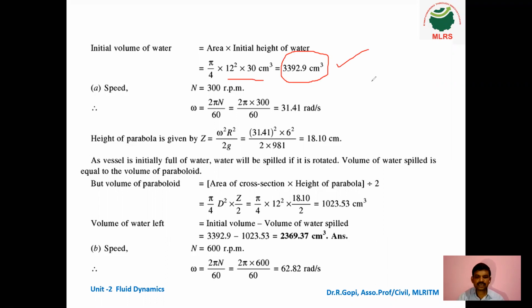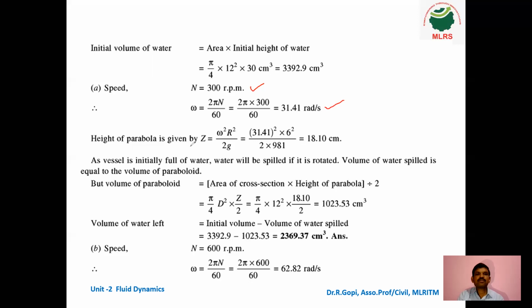Okay, so now here there are two speeds given. Let us see the first speed. What is the first speed? It is n equal to 300 rpm. Under this category, what is the remaining water inside the cylinder? Let us check. Once speed is given, what is the angular velocity? Omega is equal to 2 pi n by 60. So 2 into pi into 300 divided by 60. What is the answer? 31.41 radians per second.